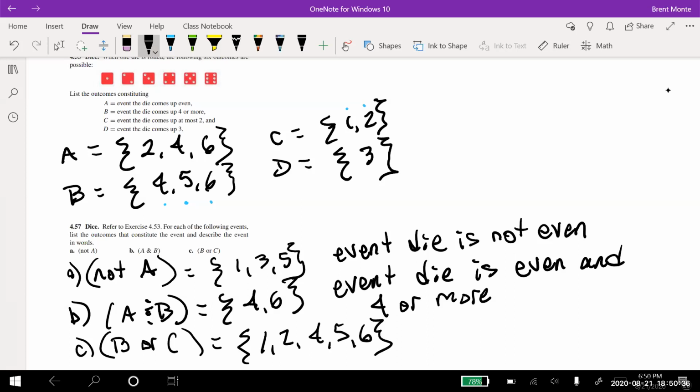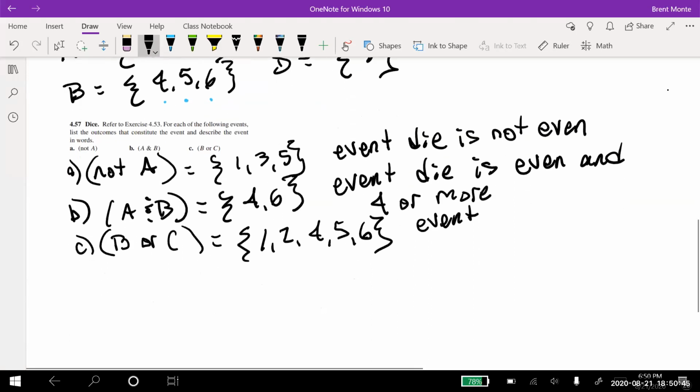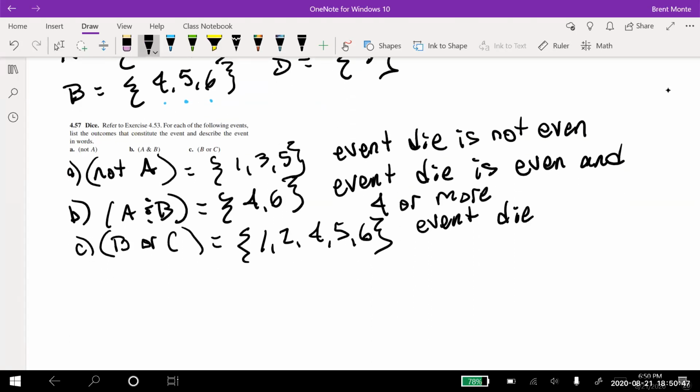And then in words, we would just say something such as the event, and then we just look at the words. It's 4 or more, or it's at most 2. Event die is 4 or more, or at most 2. And so that would be the wording.